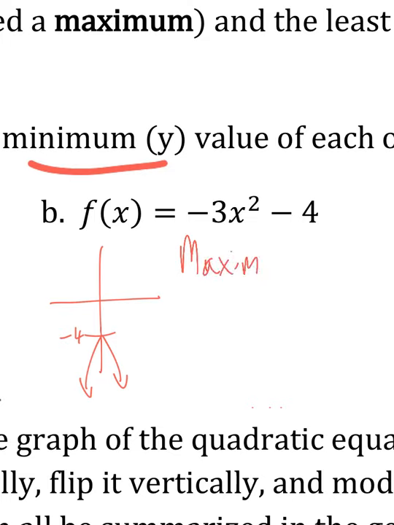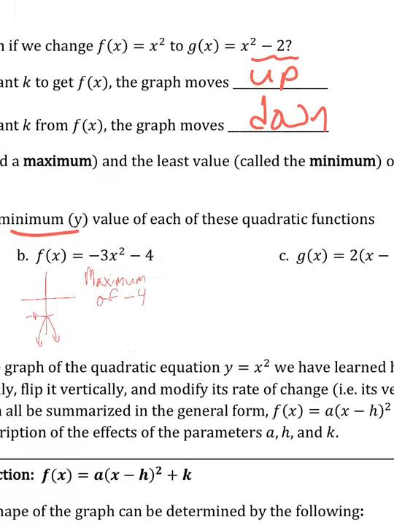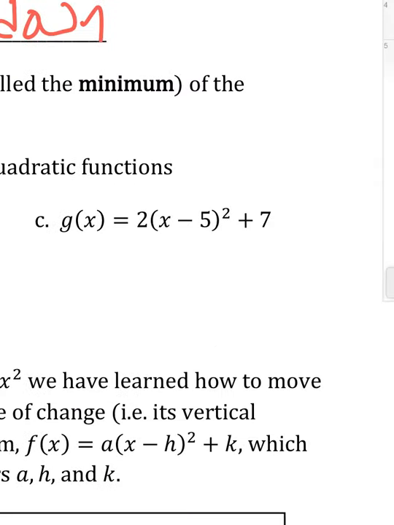It's a highest point of negative 4. So negative 4 is the highest that will go. All right, and last but not least, this has moved up 7. There's other stuff that has happened. It's opening up. And so this is going up 7.